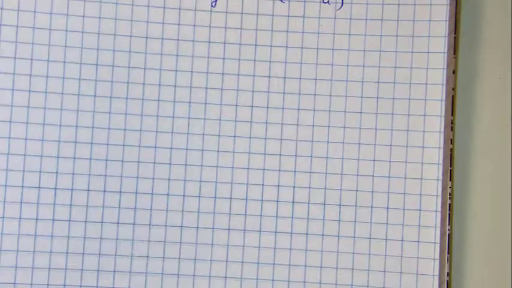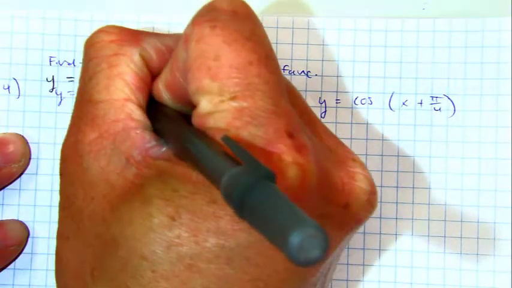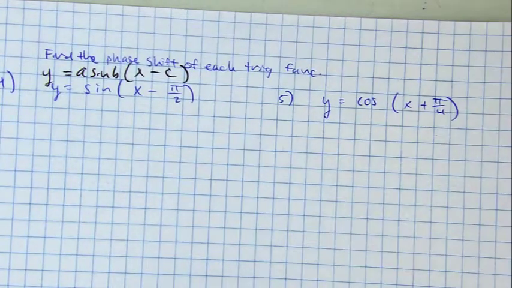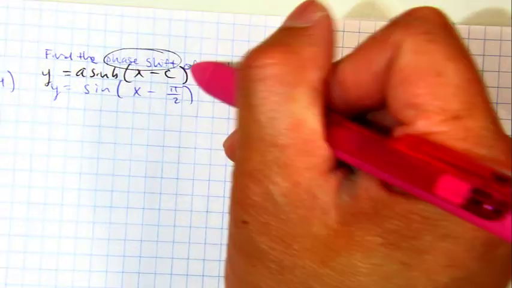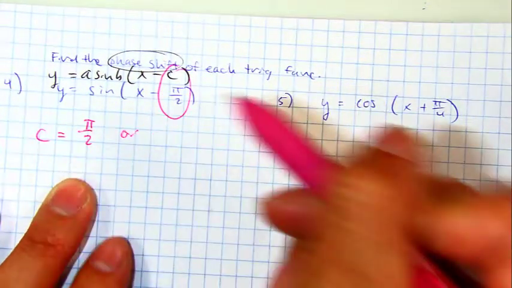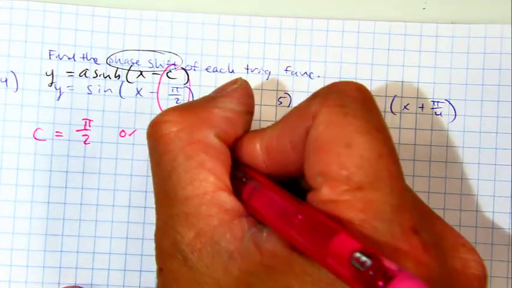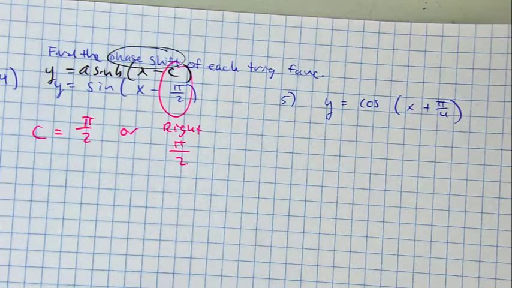So right, question 4 or 5? What are we going to write above it? Try for the phase shift, we only need to focus on what letter? C. What is your C value? What does pi over 2 mean? Are you going to the left or to the right? Raise your hand if you got that.